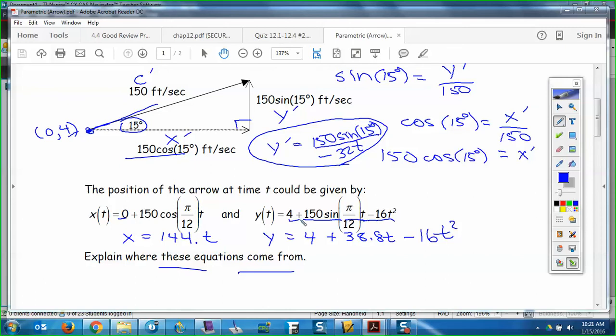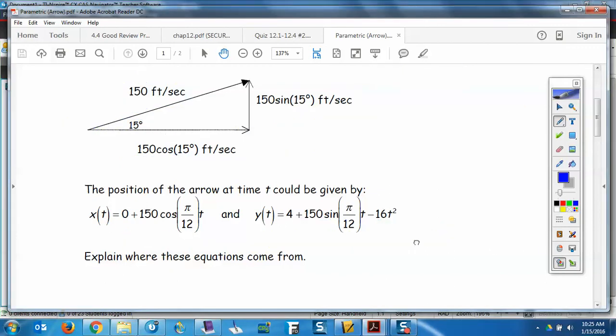So that's where those equations come from. They're pretty easily built. If all you know is that, and you know this angle, then right triangle trig gave us this, and then understanding about gravity and those kinds of things, and then doing antiderivatives gave us that. That's where those equations come from. Okay? You're not going to have to do that on this. I'm going to give you what these equations are.